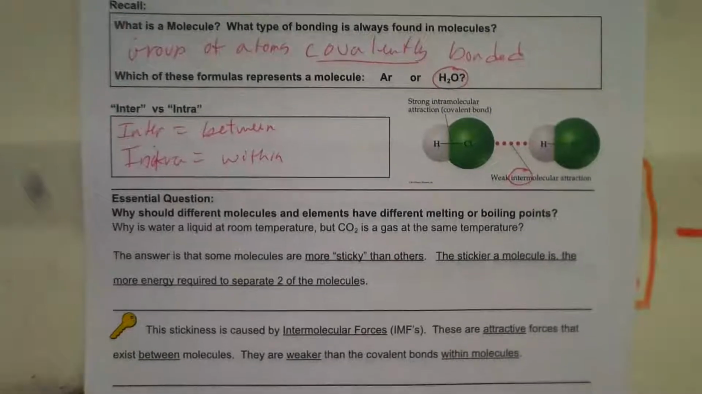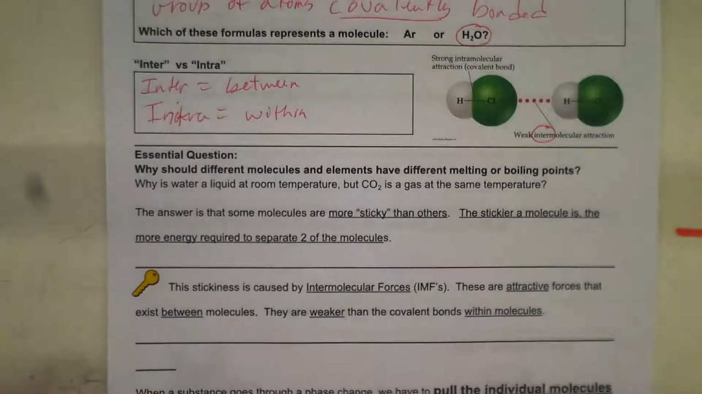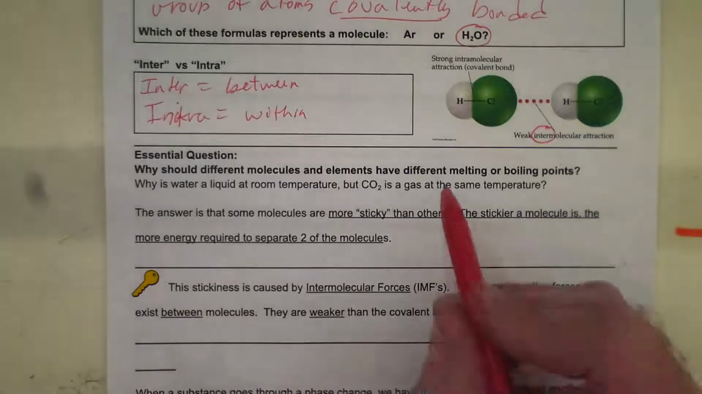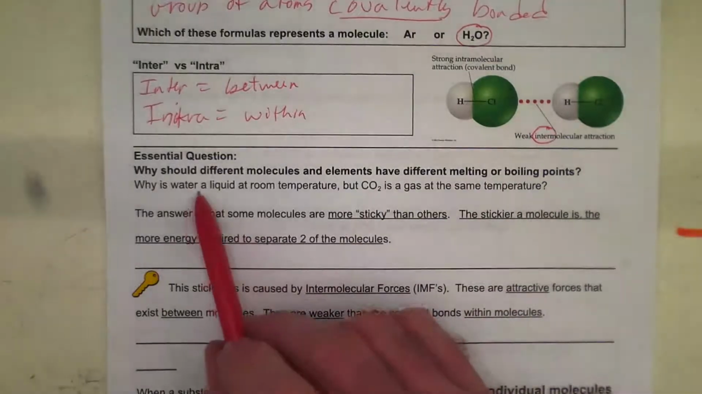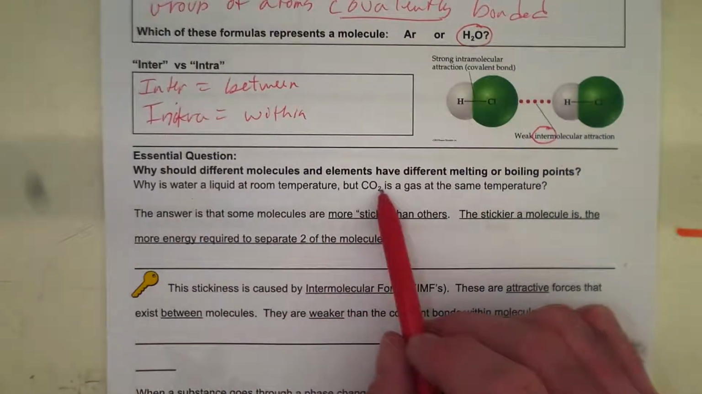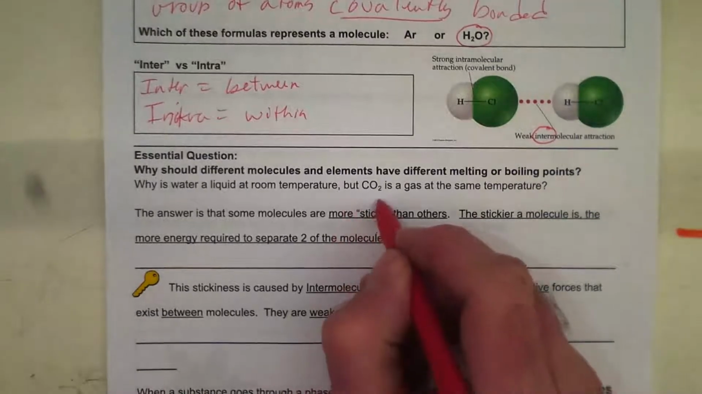Why are some molecules, some elements, different phases at different temperatures? Or another way to put that is, why do some elements and molecules have different melting and boiling points? Why is water a liquid at room temperature, but the carbon dioxide coming out of my mouth is a gas at room temperature? The reason is because some molecules are stickier than others.